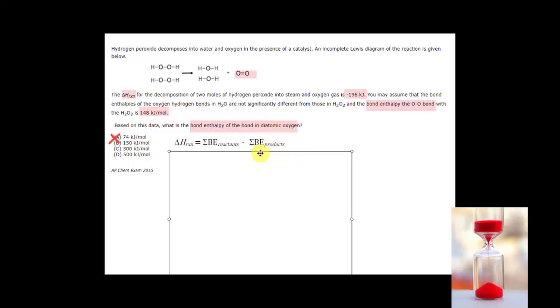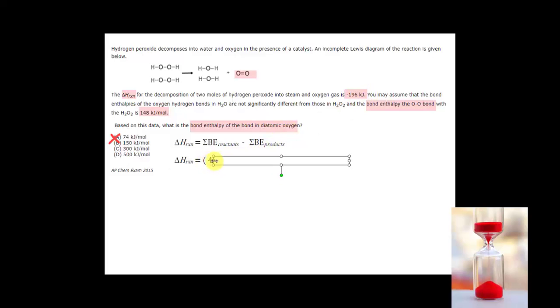Here it is. The equation says the enthalpy of the reaction is going to be equal to the bond energies, we're interested in that, of the reactants minus the bond energy of the products. That's the equation that you really should know. It's the enthalpy of the reaction, which is negative 200 kilojoules, is the sum of the bond energy of the reactants. Well, here's our bonds.